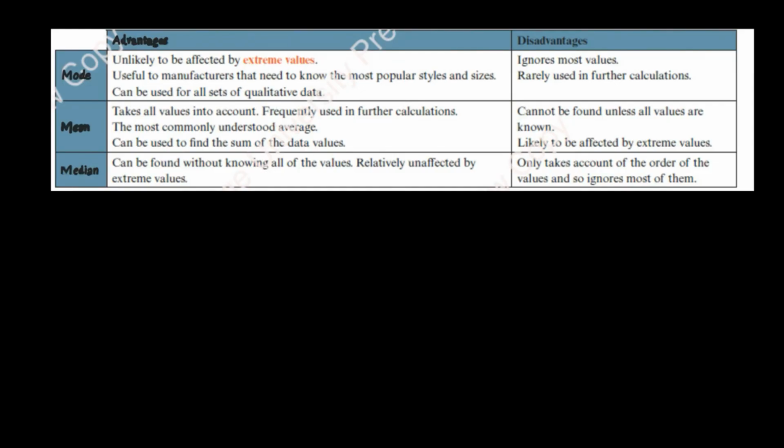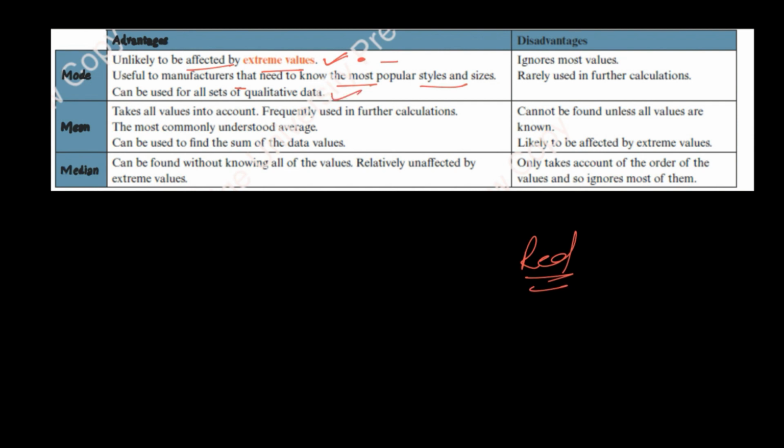Okay, so now let's take a look at this. First of all, what are the advantages of a mode? It is unlikely to be affected by extreme values. Mode is basically the most repeated number, so it is not affected by the extreme values, as extreme values are not very common. It is useful because manufacturers need to know the most popular styles. For example, I sell shirts. The mode can tell me that the red shirts are sold the most, so I will produce more red shirts.